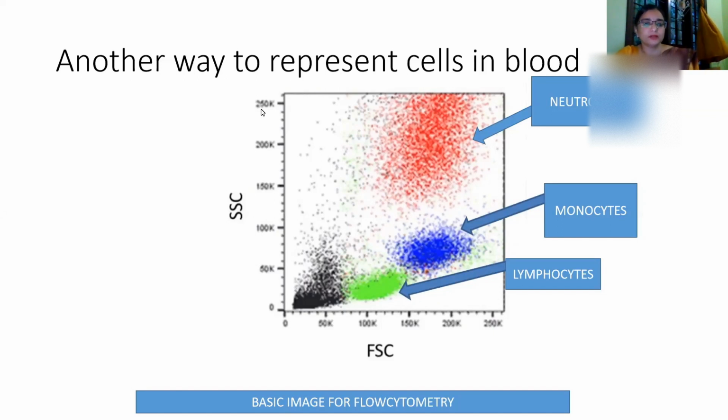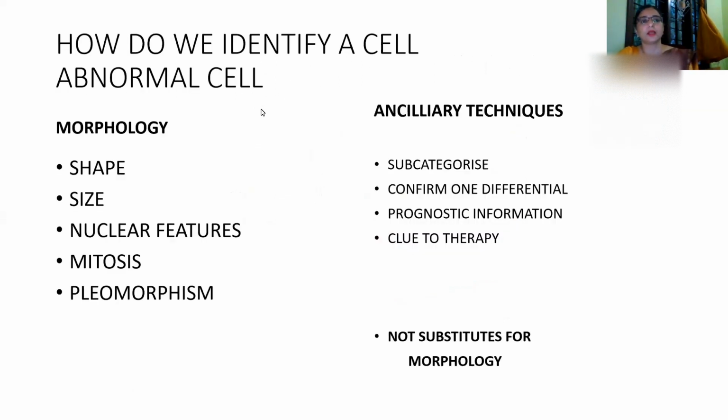So the smaller the cell, the smaller would be the forward scatter. The more complex, more granular, more convoluted the nucleus, it will have more side scatter. So the most scattered light would emanate from the neutrophil and the least scattered from the lymphocyte. So that's about normal cells.